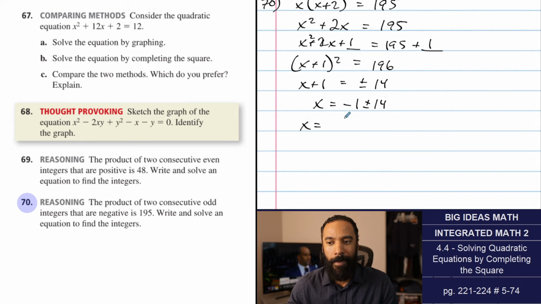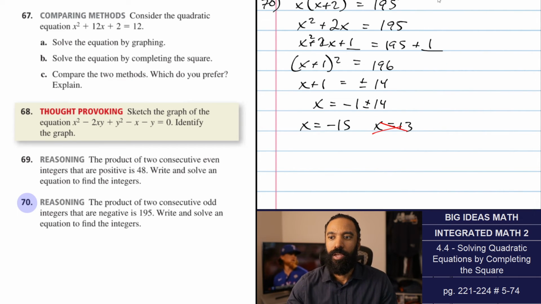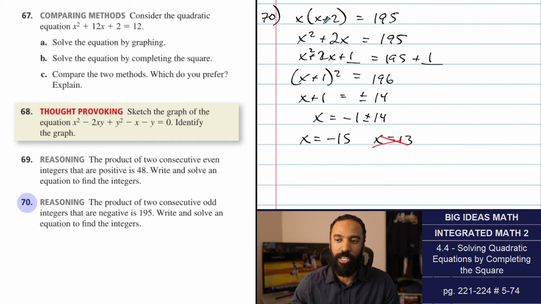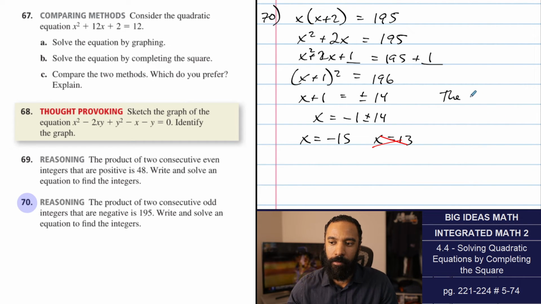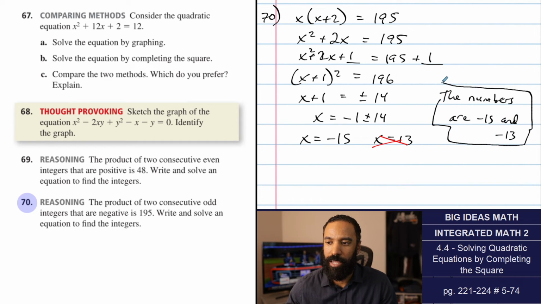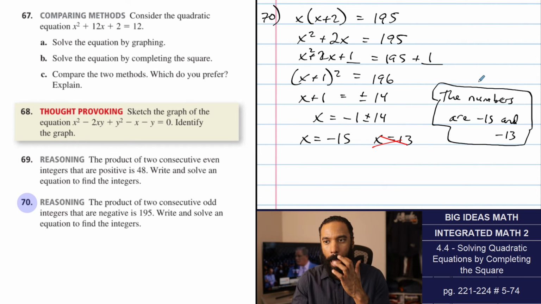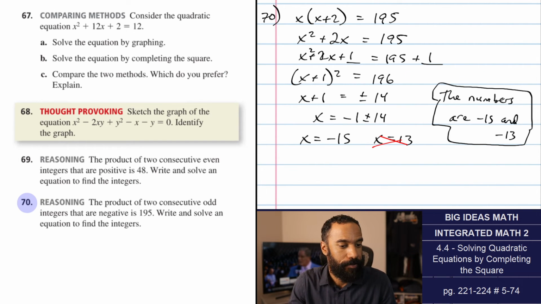So negative 1 minus 14 is the one that I want to go with here. It's negative 15. The 13 is no good for what we want here. So negative 15. Now, negative 15 plus 2 gets my other number. So the numbers are negative 15 and negative 13. Negative 15 times negative 13 is indeed positive 195.